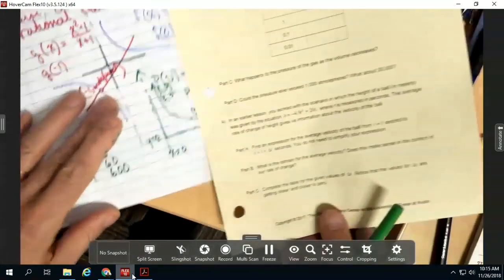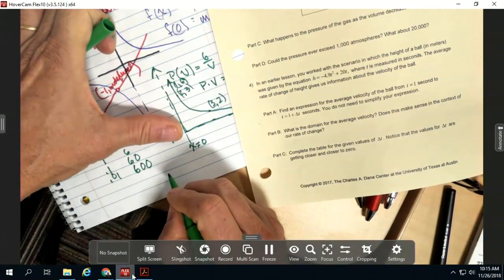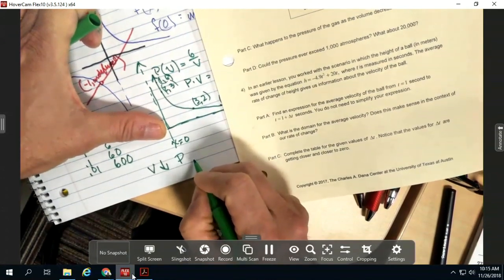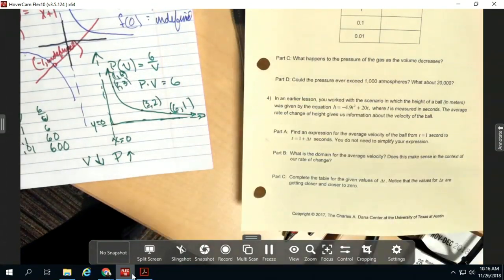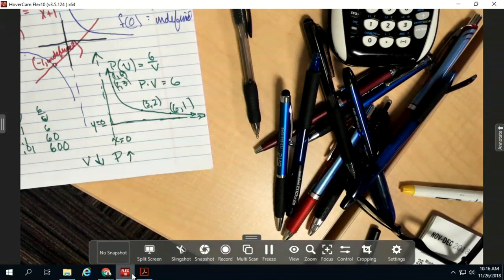Okay, so what happens to the pressure as the volume decreases? Volume decreases, pressure increases. Could the pressure ever exceed 1,000 atmospheres? Sure. 20,000 atmospheres? Sure. When it does, the volume is going to get smaller and smaller. And in fact, most gases, if you put too much pressure on them, are no longer gases. They'll become a liquid or a solid.